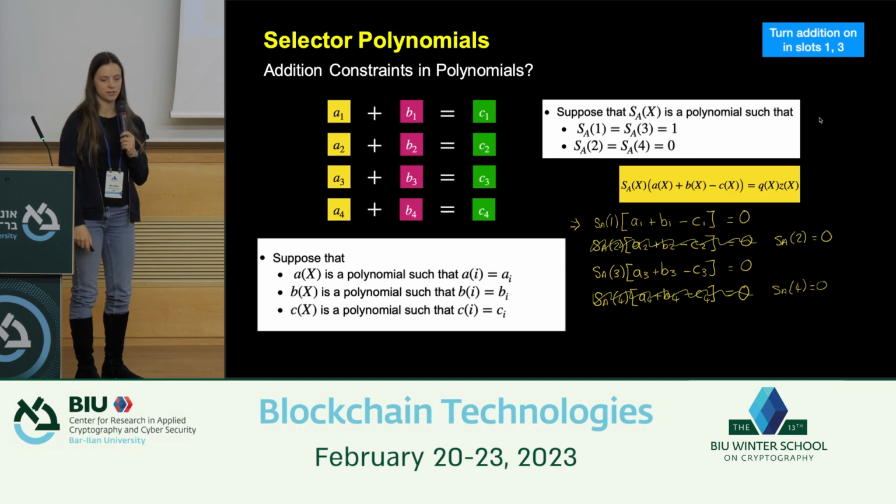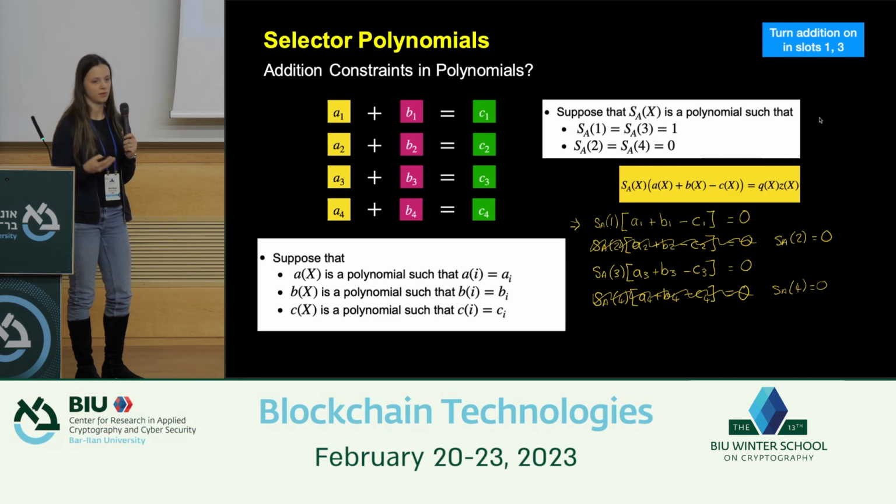But 2 of those constraints are just going to disappear because SA of 2 is equal to 0, SA of 4 is equal to 0. You multiply that whole constraint by something that's equal to 0, you just get 0 is equal to 0, nothing's happening.